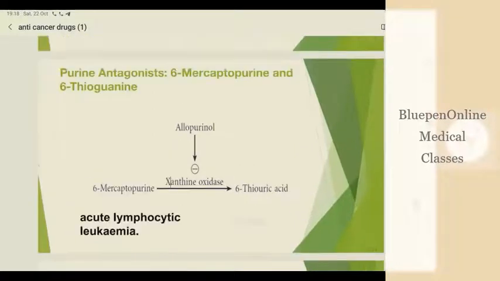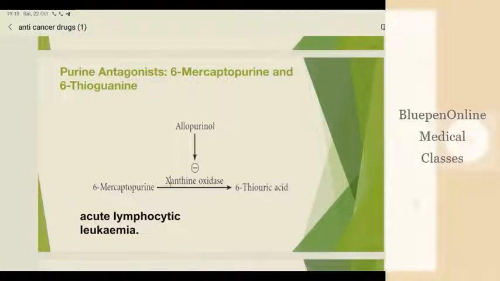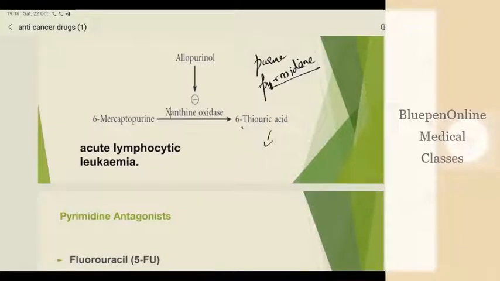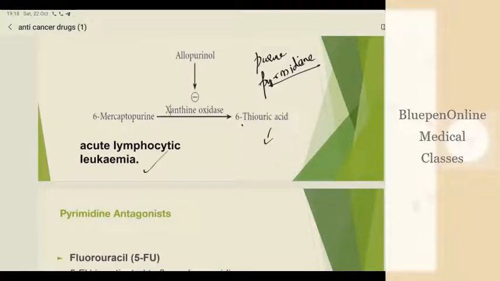Okay. Then purine antagonists: 6-mercaptopurine and thioguanine. Our DNA consists of purines and pyrimidines, so they are antagonists. 6-mercaptopurine gets converted to thioinosinic acid, and this will inhibit DNA formation. It is used in acute lymphocytic leukemia.